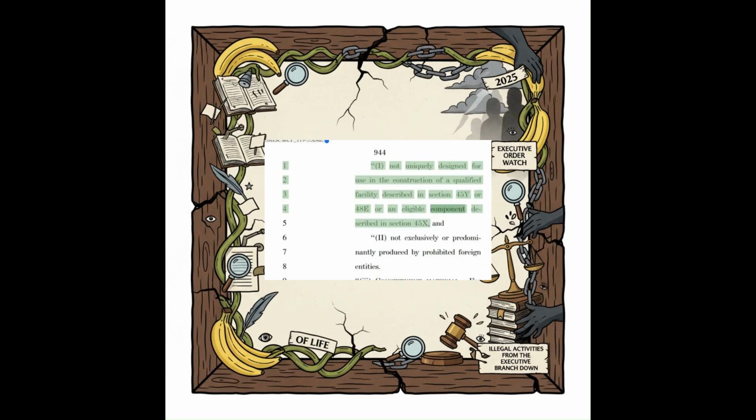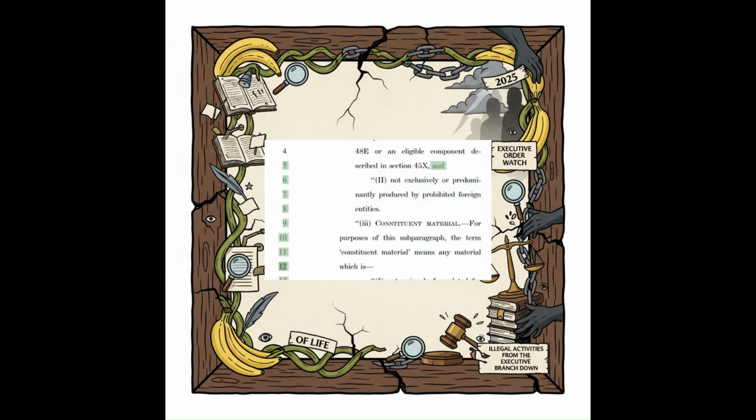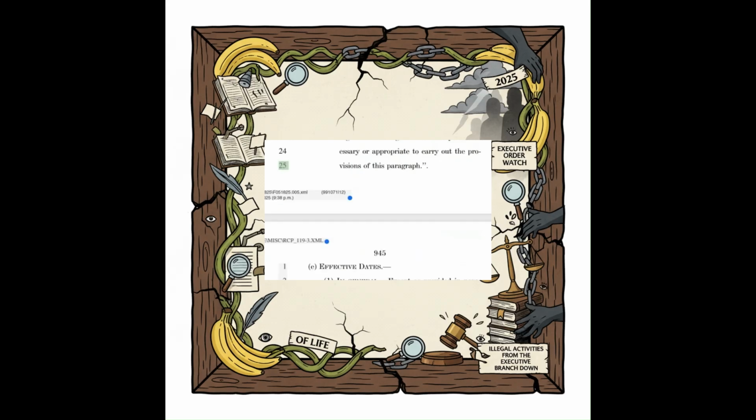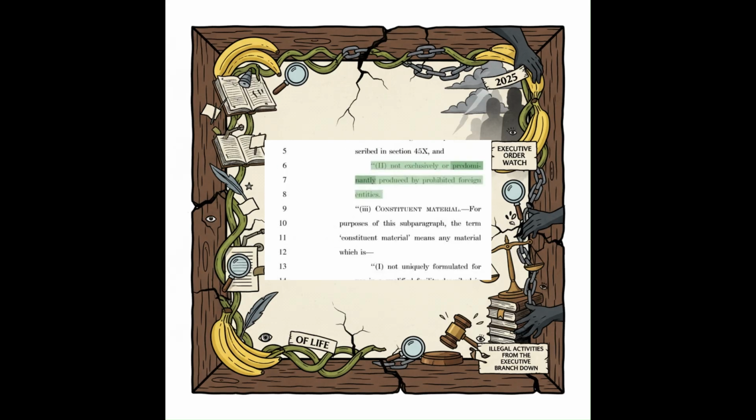48E, or an eligible component described in Section 45X, and not exclusively or predominantly produced, processed, or extracted by prohibited foreign entities. Regulations and guidance. The Secretary may prescribe such regulations and guidance as may be necessary or appropriate to carry out the provisions of this paragraph. Not exclusively or predominantly produced by prohibited foreign entities.